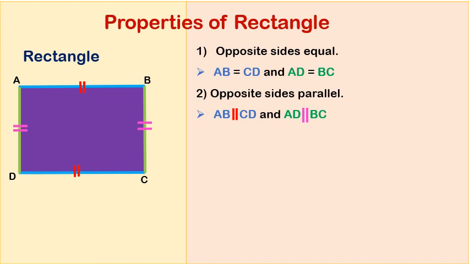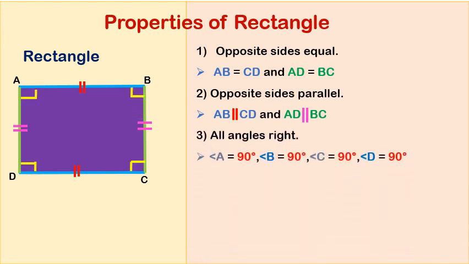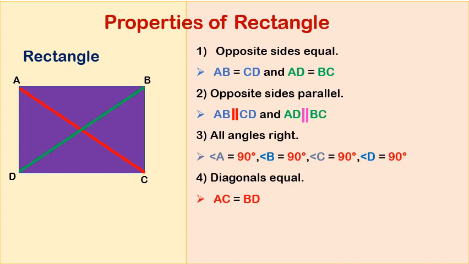Third property, all angles are right angles. That means angle A equals 90 degrees, angle B equals 90 degrees, angle C equals 90 degrees, and angle D is also 90 degrees. Fourth property, you can see diagonals are equal in length. That is, diagonal AC equals diagonal BD.